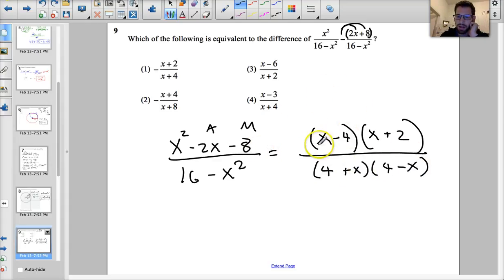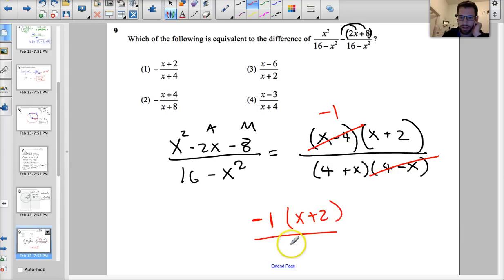Okay, then I notice I have an x minus 4 and a 4 minus x, so these are going to cancel each other out, and when that happens, I'm going to get this negative 1 that emerges because they're flipped versions of each other. They're not quite the same, but they're close. So the negative 1 is going to come down along with this x plus 2, and of course the 4 plus x. I see x is first in all my denominators, so I'm just going to rewrite it as x plus 4. And so this looks like it is most similar to answer choice number 1.